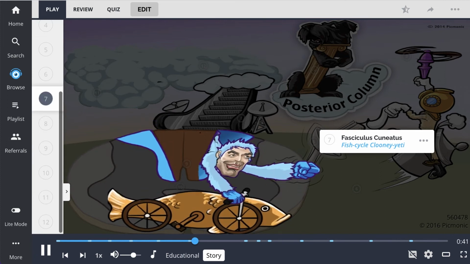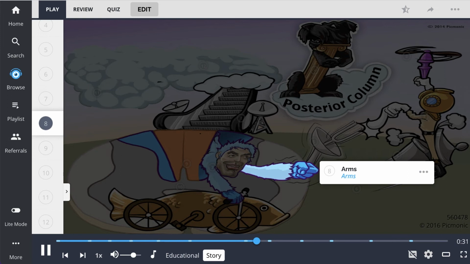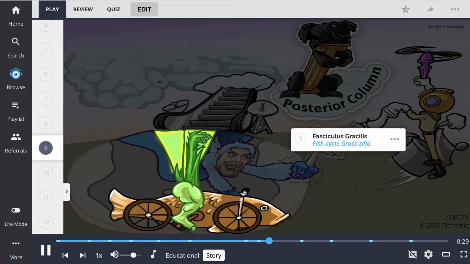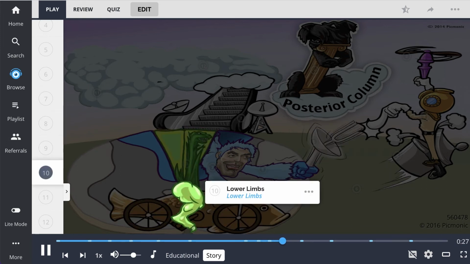He could only do so much, though, because the only way to ascend is to get past the guards at heaven's gates. They're the tandem fish cycle riders, Clooney Yeti, with his big dreamy arms, and Grasszilla, who pedals with his lower legs with fury, chasing away those who aren't deserving of ascending.